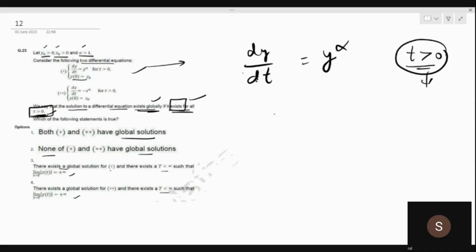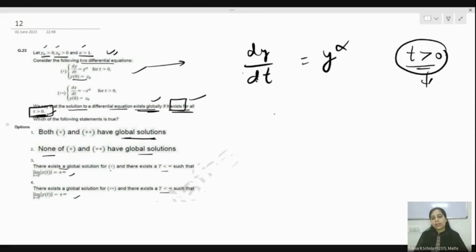Clear, ma'am. Ma'am, but there is also a local solution. Local is different. We are saying global solutions only here. In this question, we are telling about the global solutions only. Is the definition the same for every question? Like whenever the solution exists for all positive values, then it is a global solution. No, they have given their own definition, they have specified it. Okay, thank you.